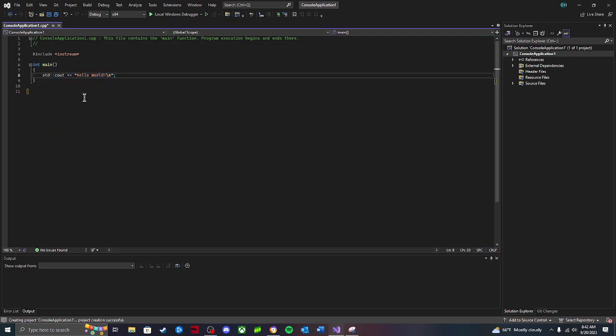Second thing, when I was reading my textbook, it never states to use this standard. I believe that's what STD stands for, with the two colons. It never tells you to do that, but you have to include that.